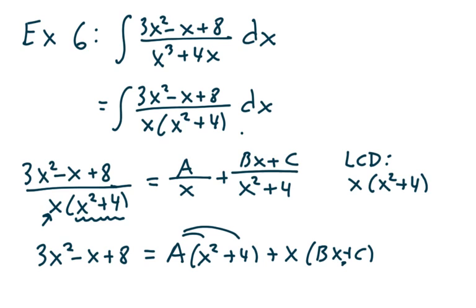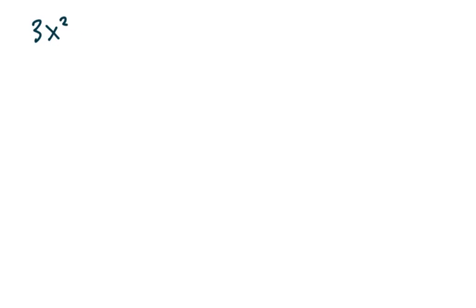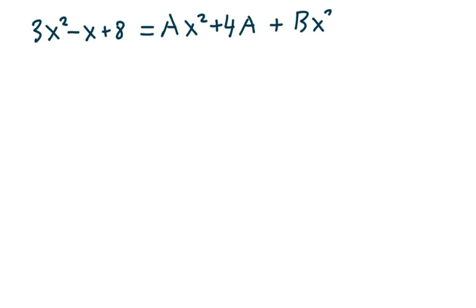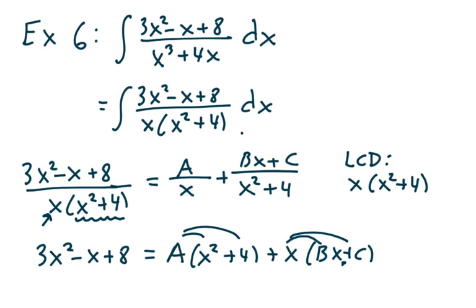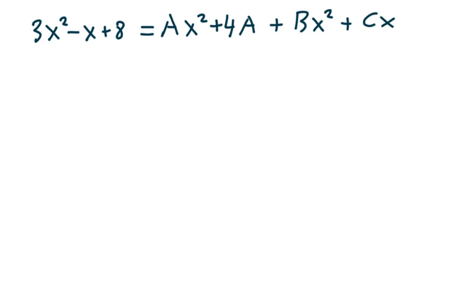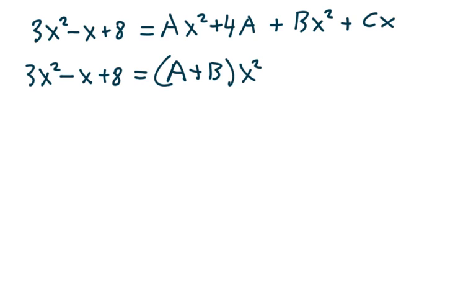And I'm going to distribute the A in, I'm going to distribute the x in. So we get 3x squared minus x plus 8 on the left side. On the right side, we get Ax squared plus 4A plus Bx squared plus Cx. Yep. Okay. Now, 3x squared minus x plus 8 is (A plus B) times x squared plus Cx plus 4A.